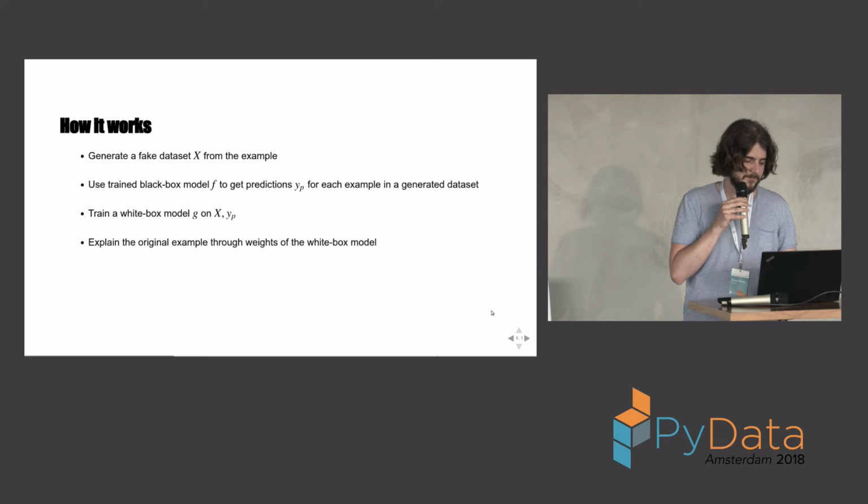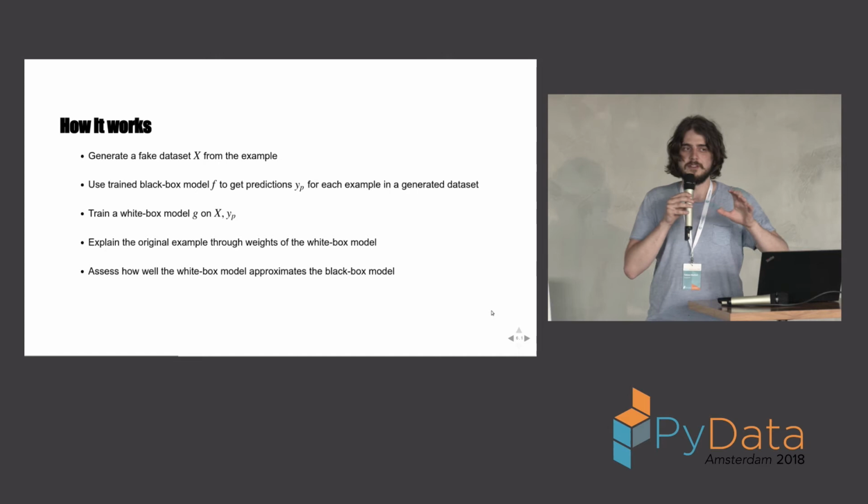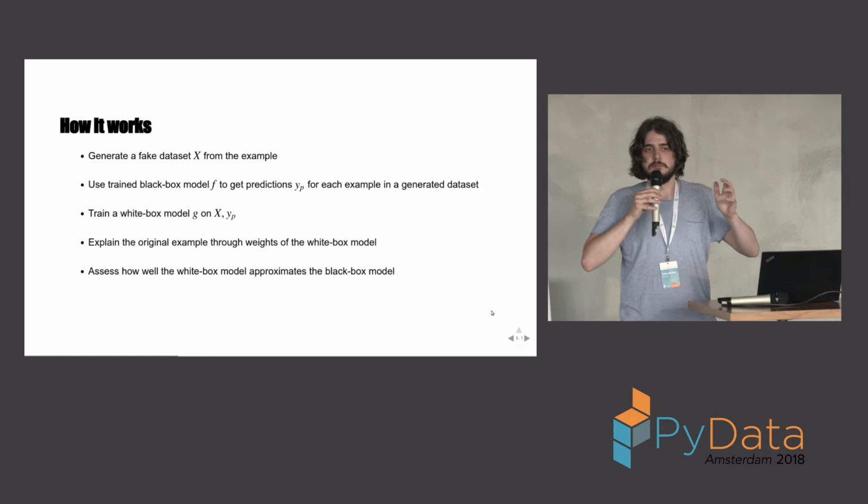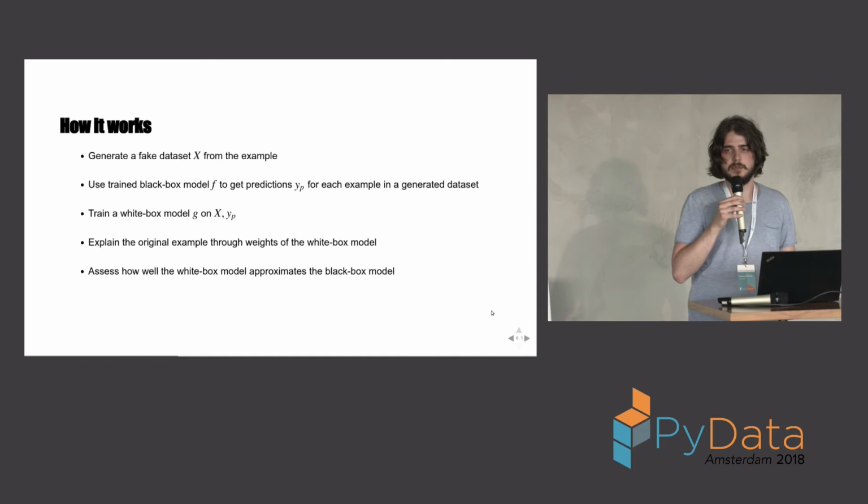And in the end, you, of course, want to know, does my white box model learn something useful about my black box model? It can happen that the black box model is highly nonlinear in the neighborhood of your sample, then you probably aren't able to get a good white box model for this sample. And then you see, okay, it's not approximating it well.